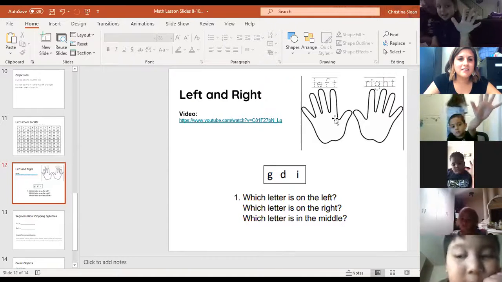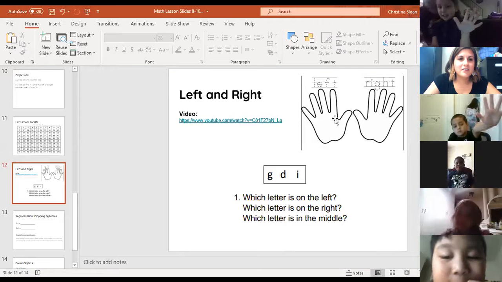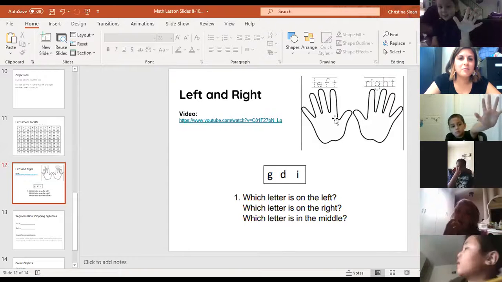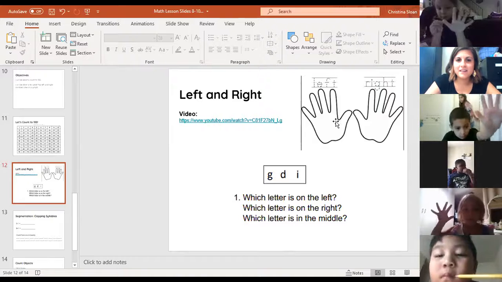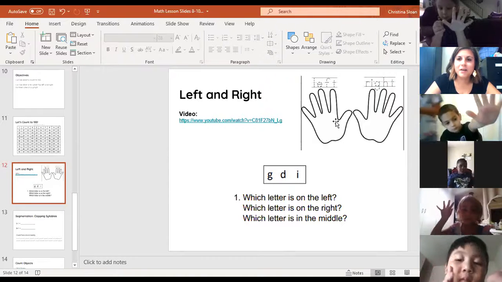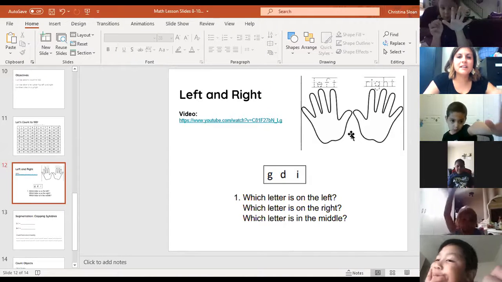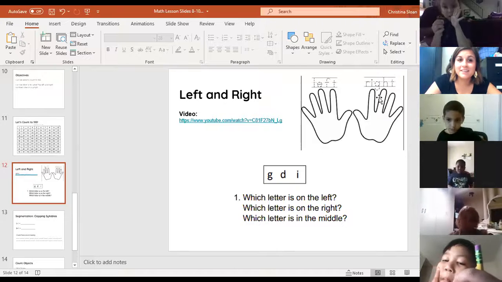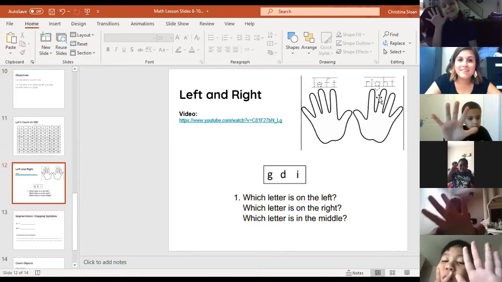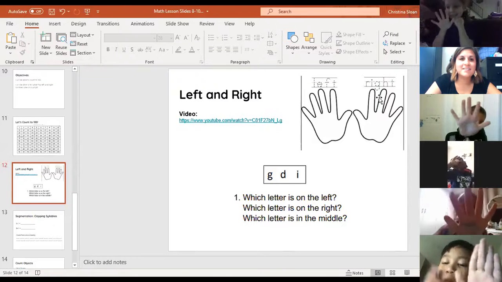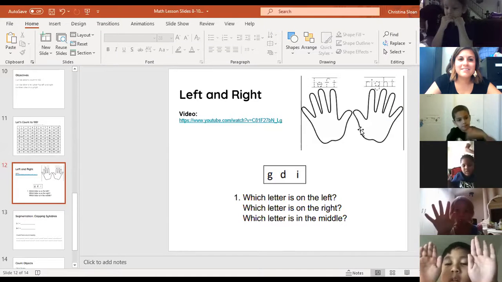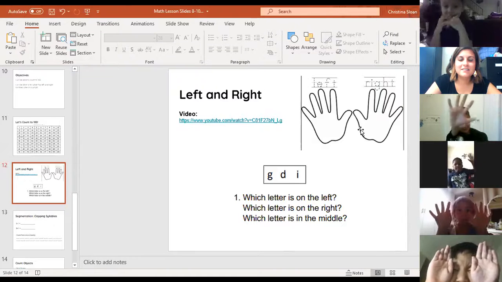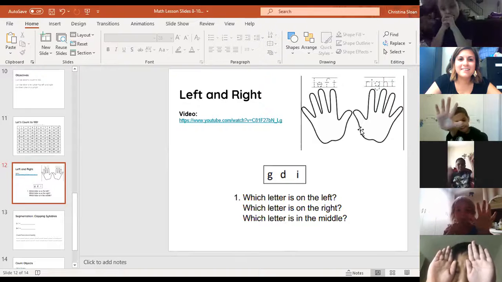Nice. I have almost everybody's left hand in the air. I'm waiting on one more person to put their left hand in the air. They almost got it. Ooh, perfect. All right, now put your left hand down and then put up your right hand. Nice job. Left hand. Right hand. Right hand. Left hand.